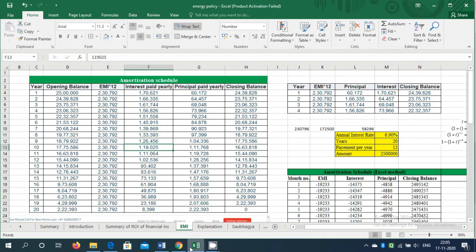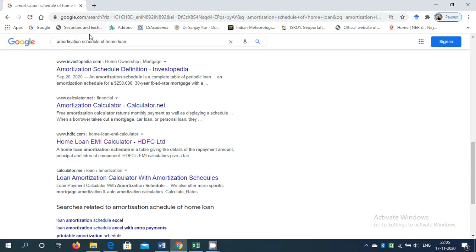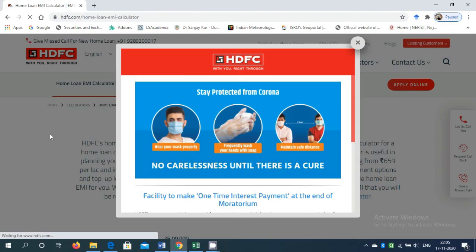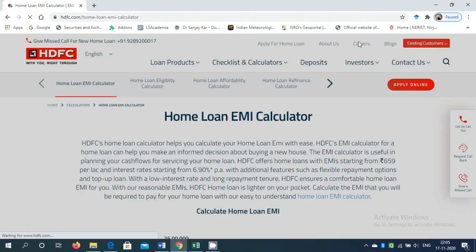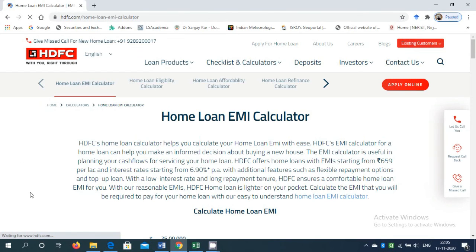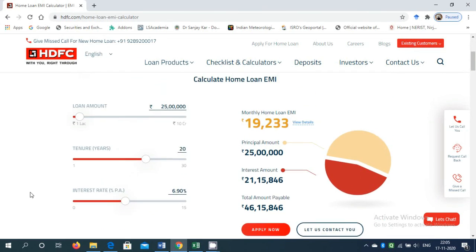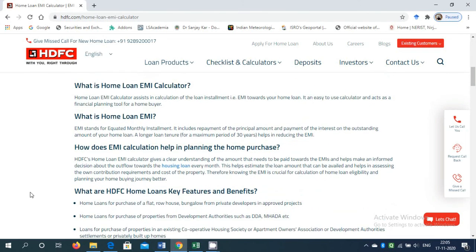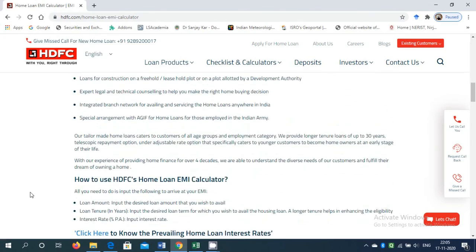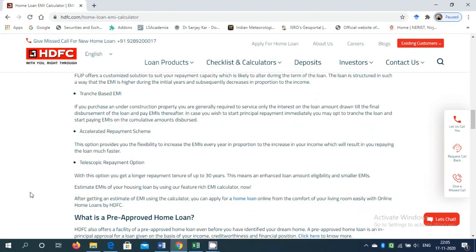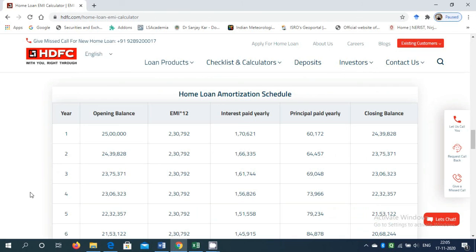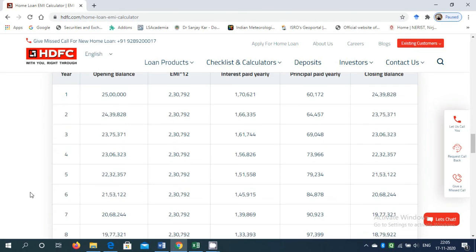You can just type over here amortization schedule of home loan, as I have typed. Then it will show you HDFC amortization schedule. You can go over there and open the home loan calculator. These values are there, 25 lakhs, the example that I have used over here. What an EMI calculator is and what EMI is are all given in detail over there. This is the home loan amortization schedule that I have used.